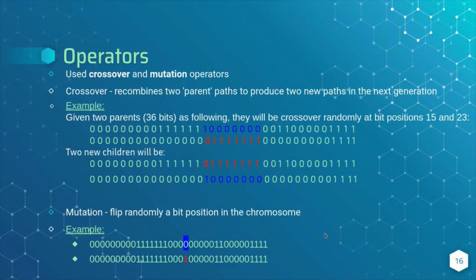In the proposed algorithm, the two common genetic operators, crossover and mutation, are used. Crossover recombines two parent paths to produce two new child paths in the next generation. For example, given two parent chromosomes, we will apply crossover, let's say at bit positions 15 to 23. Then the children produced from them will have the bits 15 to 23 interchanged. The mutation process is also applied to flip a randomly chosen bit position in the chromosome.